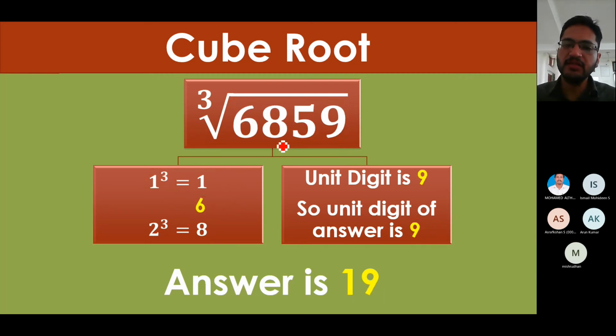One more example, 859. So it is ending with 9, so the unit digit of the answer is 9. Now 6 lies between 1 cube and 2 cube. Because 6 is greater than 1, we will write this 1 here. So the answer is 19.